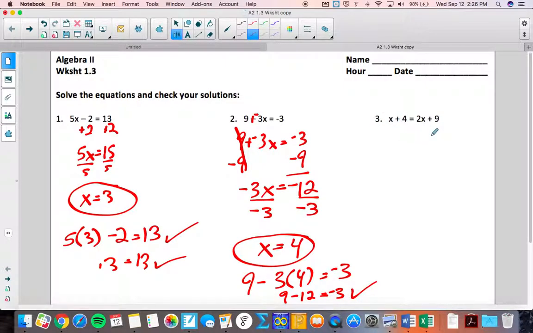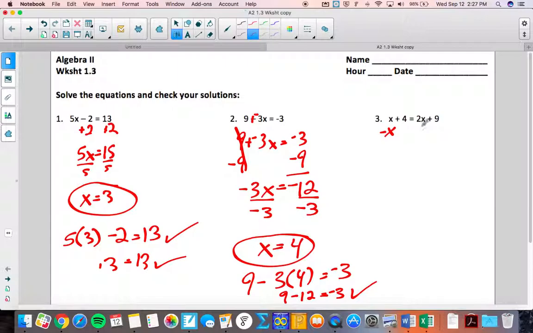Now in number 3, take a look at it. There's something a little more difficult than the other two that we've done, and the difficulty is the fact that there's variables on each side. And I like to address that right away, as long as I don't have to distribute or combine like terms. So from here, I notice that there's an x on each side. I like to get rid of the side with the smaller coefficient. That's just a 1. This is a 2. So this is the smaller coefficient.